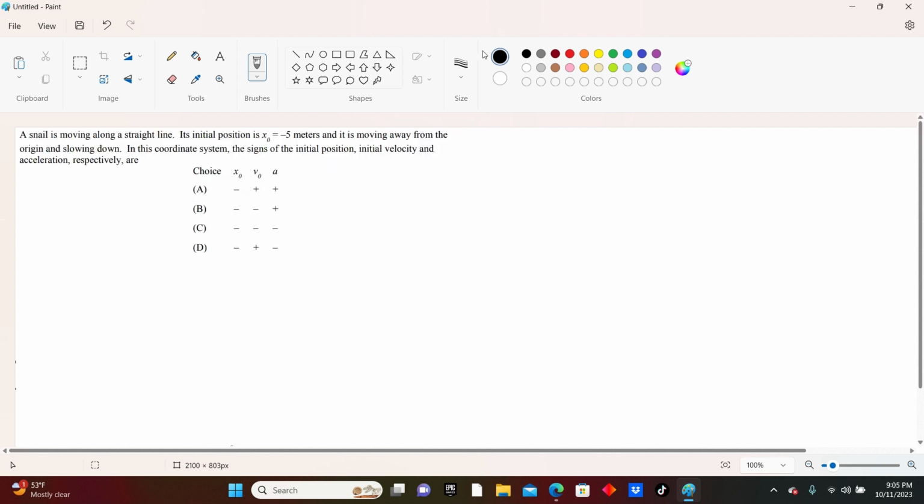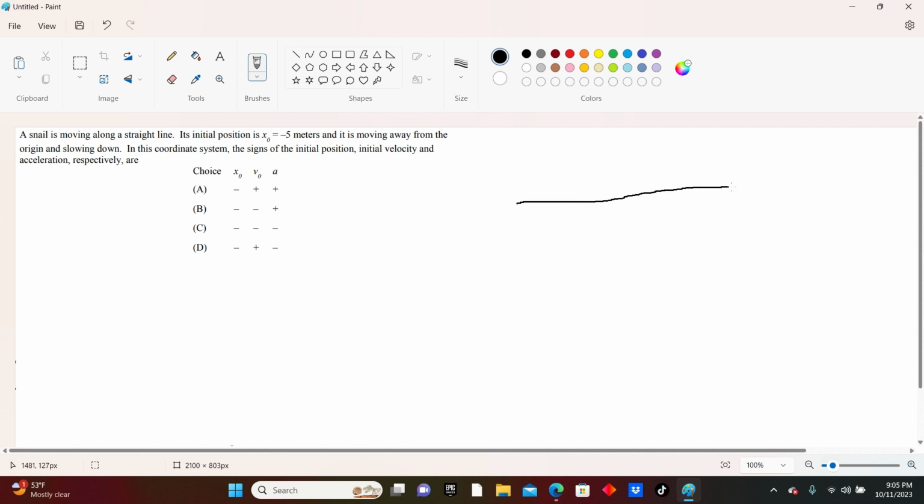Okay, this question says, a snail is moving along a straight line. Its initial position is x equals negative 5 meters, and it is moving away from the origin and slowing down. In this coordinate system, the signs of the initial position, initial velocity, and acceleration, respectively, are... Okay, so we have 4 choices. The best way to approach this problem is just to illustrate it.